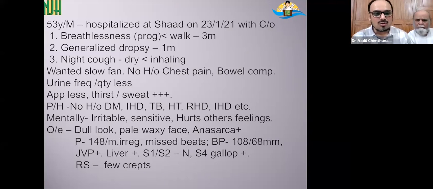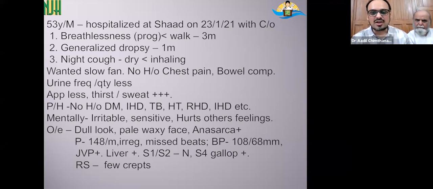A 53 years old male, hospitalized at Shah Hospital. I showed you the photograph of Karma Bhumi on 23-1-2021. Complaints of breathlessness, progressive, aggravated by walking since 3 months. Symptom of generalized dropsy, generalized anasarca since a month, and nocturnal cough, which was dry, aggravated by inhaling.